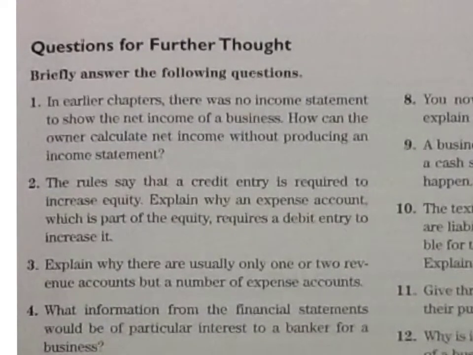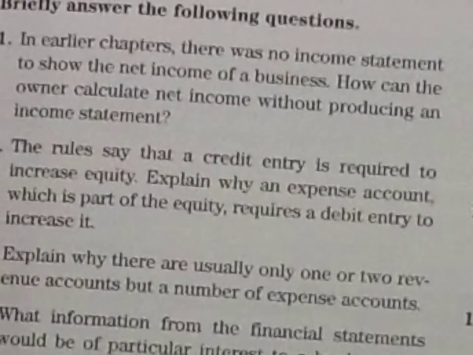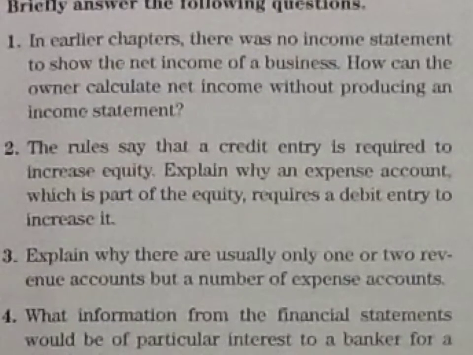So, questions for further thought, Chapter 5. Number 2. The rules say that a credit entry is required to increase equity. Explain why an expense account, which is part of equity, requires a debit entry to increase it. Okay? Credit entry is required to increase equity. Why is an expense account, which is part of equity, requiring a debit entry to increase it?